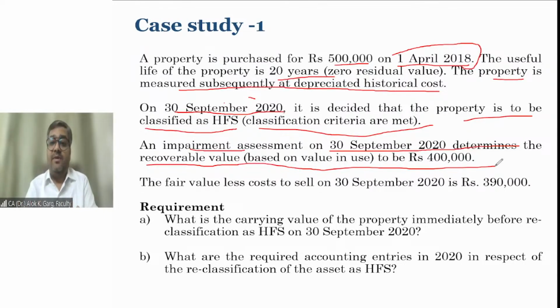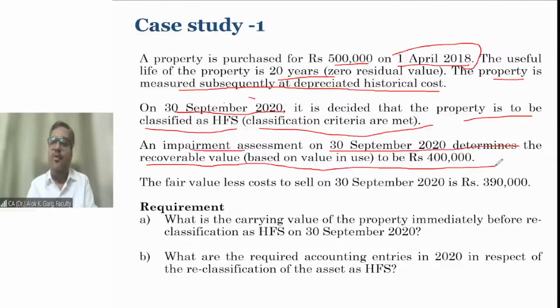So what happens in this case? In the impairment assessment on 30th September 2020, the company is computing the carrying value of this property as per Ind AS 16, right? This is the last calculation as per Ind AS 16, because after that this property will move to Ind AS 105. So while computing the carrying value, what is the formula of carrying value? The formula of carrying value is, you're right, Neha, cost minus accumulated depreciation minus accumulated impairment losses.